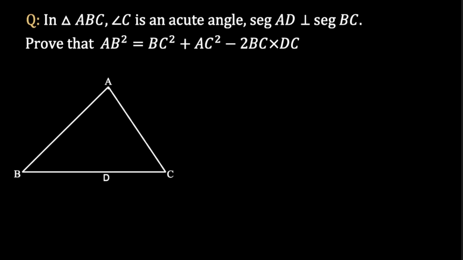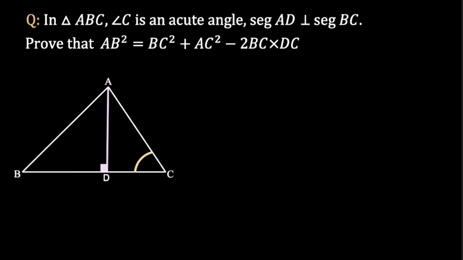Look at this question. In triangle ABC, angle C is an acute angle. That means it's less than 90 degrees. And it's given that segment AD is perpendicular to segment BC. Now we have to prove that AB square is equal to BC square plus AC square minus twice of BC into DC. As you can see, the perpendicular divides the big triangle into two right triangles, triangle ADB and triangle ADC.